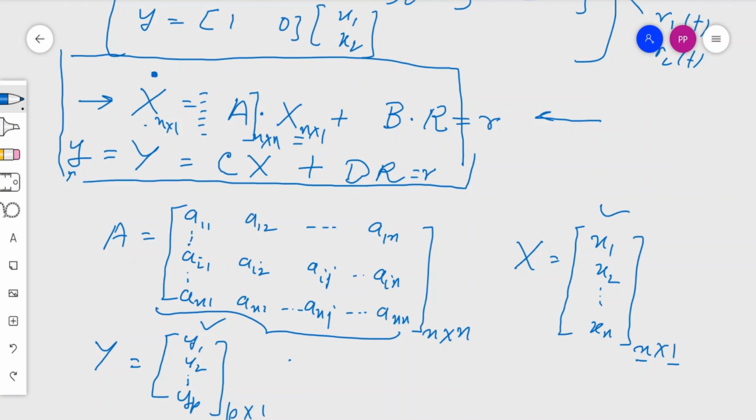Similarly in case of B, you have input R. R is again an input vector, so we can have R1, R2 up to Rm, suppose m inputs are there. In that case, you have R of the order of m by 1, but X dot is the order of n by 1, so naturally B should be of order n by m. Here Y is the order of p by 1, so C has p number of rows, but X has n columns, so naturally the order is p by n. What about D? R is of order m by 1 and Y is of order p by 1, so naturally D should be of order p by m.